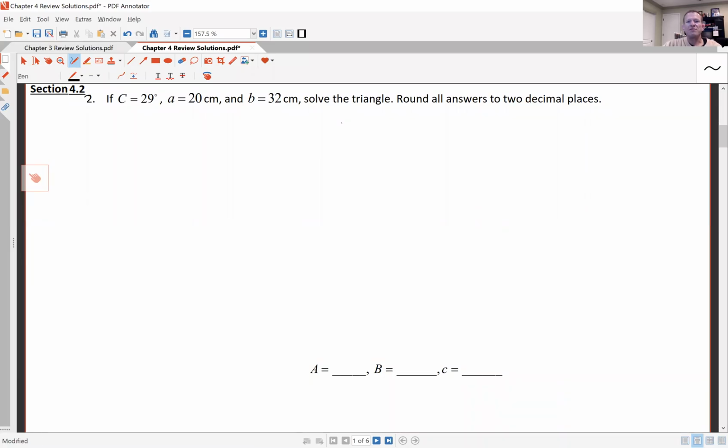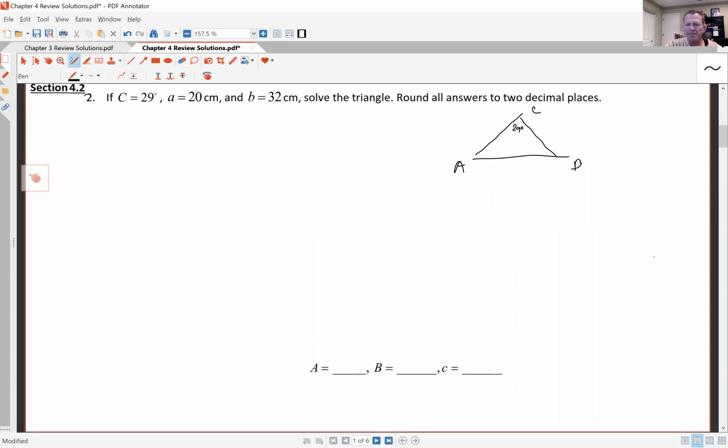This video covers the review for section 4.2 in trigonometry, law of cosines. With the given information, angle C is 29 degrees. Side A is 20. Side B is 32. With this given information, the side angle side, we can't use law of sines anymore.